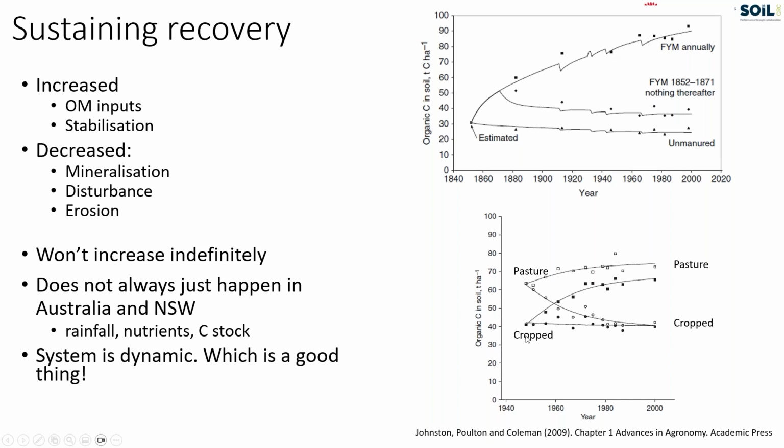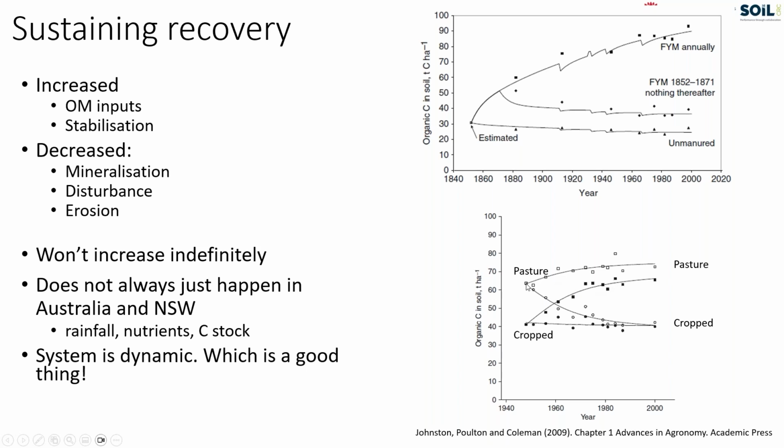Similar sort of story down in the bottom graph here, where we're starting on a cropped site. It sort of bumped along the bottom, increasing a pasture. The amount and the consistency of production and the decrease in disturbance saw an increase in carbon levels.